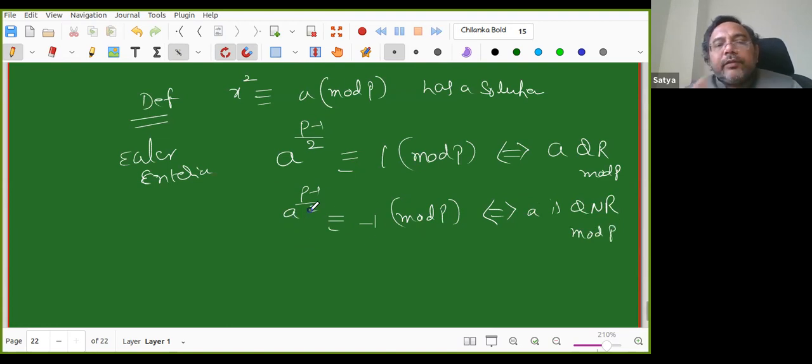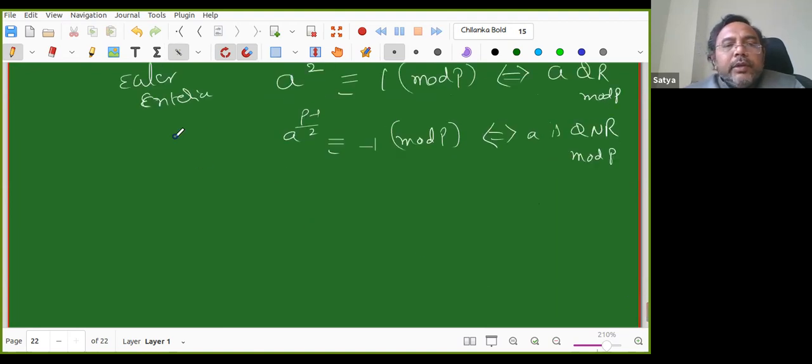So compute a^((p-1)/2) and evaluate it. If it is 1, then it is a quadratic residue, otherwise a quadratic non-residue, right? So this is Euler's criterion. Euler gave a nice approach to check whether a is a quadratic residue or not. Compute a^((p-1)/2), and then from that we can conclude whether it is a quadratic residue or not.